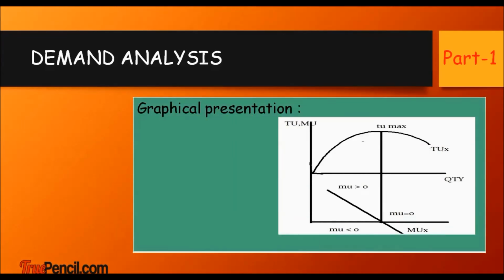Graphically, we can also explain the same thing. The TU curve starts from the origin, increases at a diminishing rate, reaches a point called max, and then TU decreases. As a result, first of all, when TU is increasing, MU is positive. When TU is maximum, MU is 0. And when TU decreases, MU is negative.